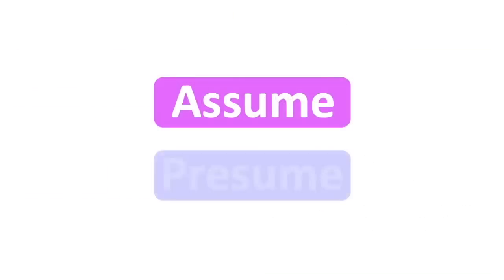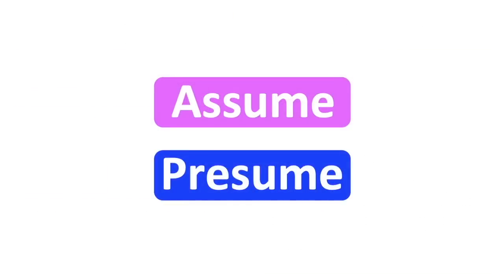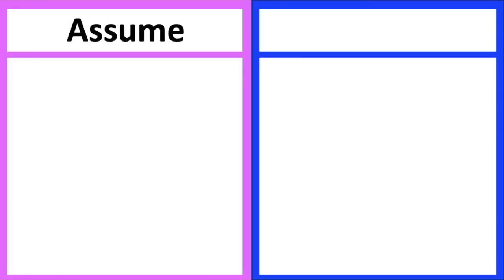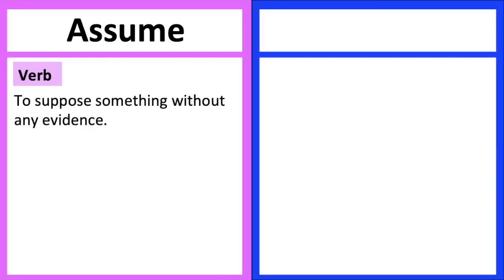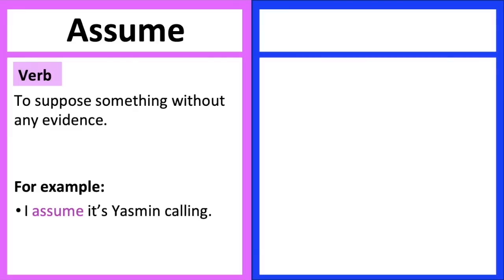Assume, presume. Assume. Assume is a verb. It means to suppose something without any evidence. For example, if my phone rings, then I might say, I assume it's my cousin Yasmin calling. But I'm only assuming, as I don't really have any evidence that it could be her. Another example is, I assume you always wake up early.